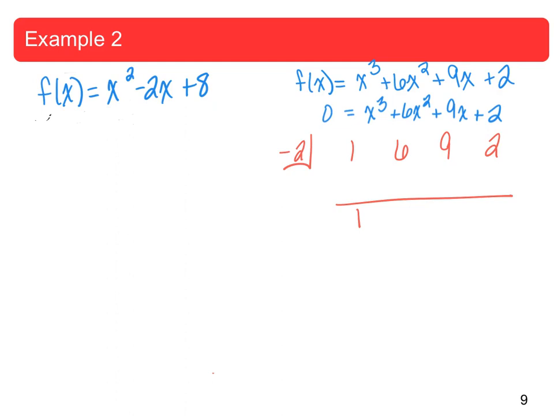Negative 2 times 1 is negative 2. 6 and negative 2 is 4. Negative 2 times 4 is negative 8. 9 and negative 8 is 1. Negative 2 times 1 is negative 2. So we do not have a remainder.